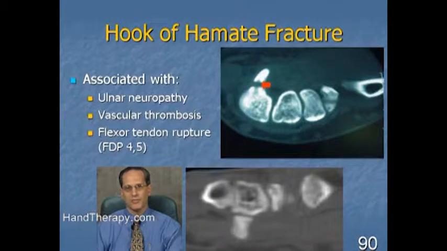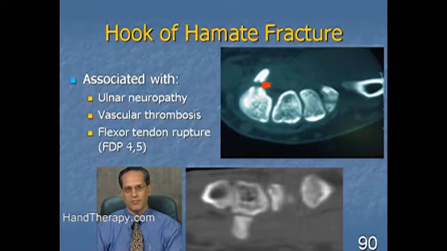We have to look for associated problems. When we see the axial view on the CAT scan on slide 90, where the red arrow is, we see a fracture of the hook of the hamate. These fractures may appear at the tip of the hamate or at the base. The anatomy is very important.